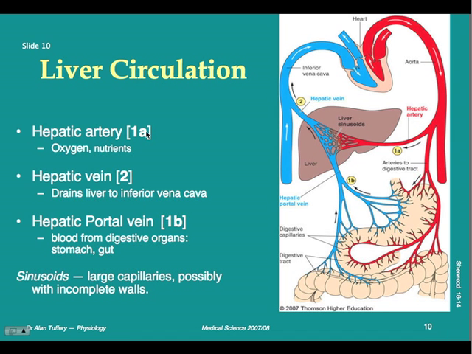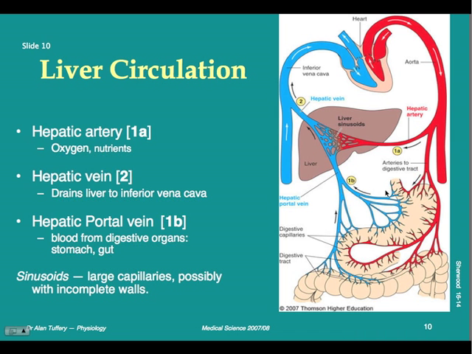So this is the gross diagram. So here's our gut down here, which is busy absorbing things. Yes, we can absorb some things over the wall of the stomach. Alcohol you can absorb pretty effectively over the wall of the stomach, but you can also absorb it through the mouth, so that's pretty handy too.